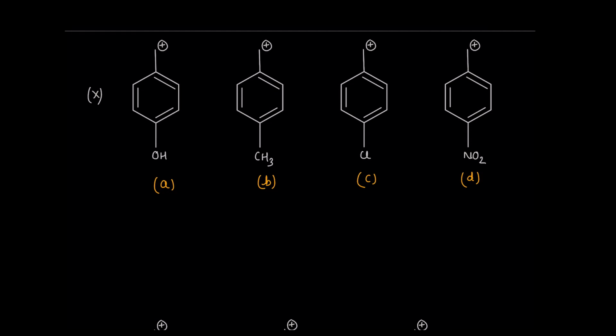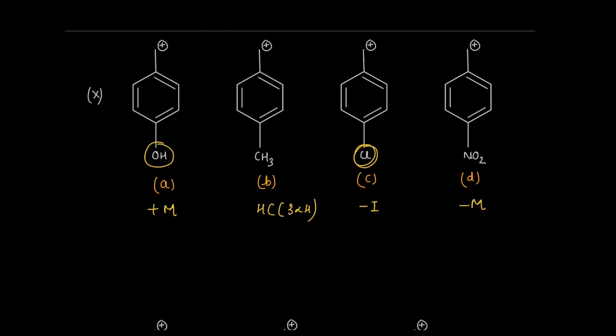OH will observe +M effect. CH3 will show hyperconjugation with 3 alpha hydrogens. Cl will show -I effect. NO2 will show -M effect. We know for all the halogens, the inductive effect is dominant over its mesomeric effect due to their high electronegative nature.